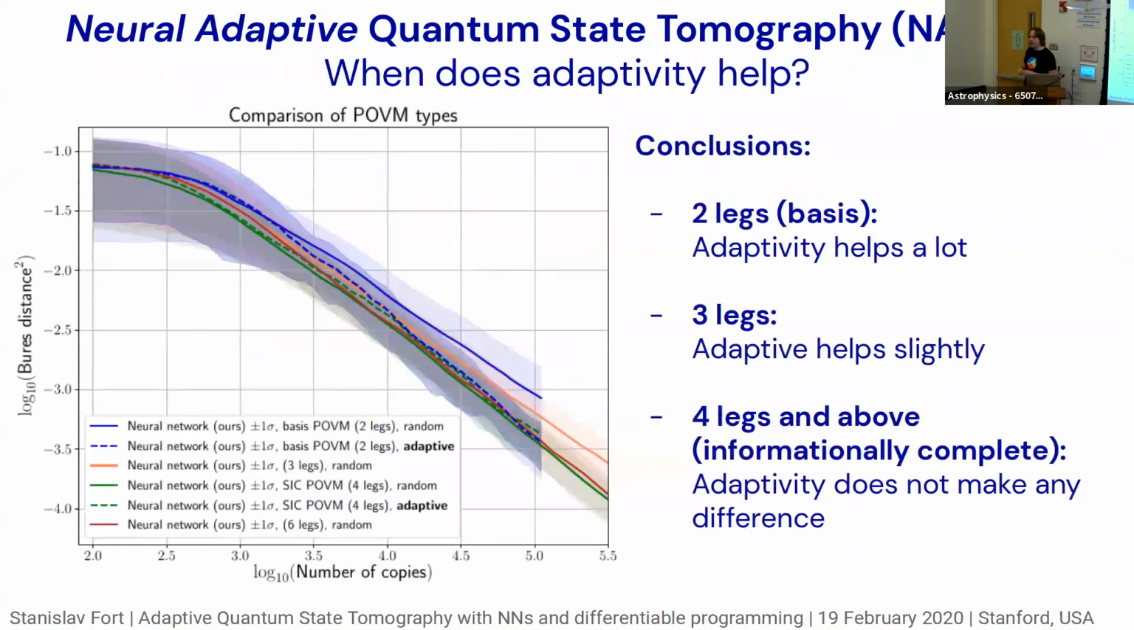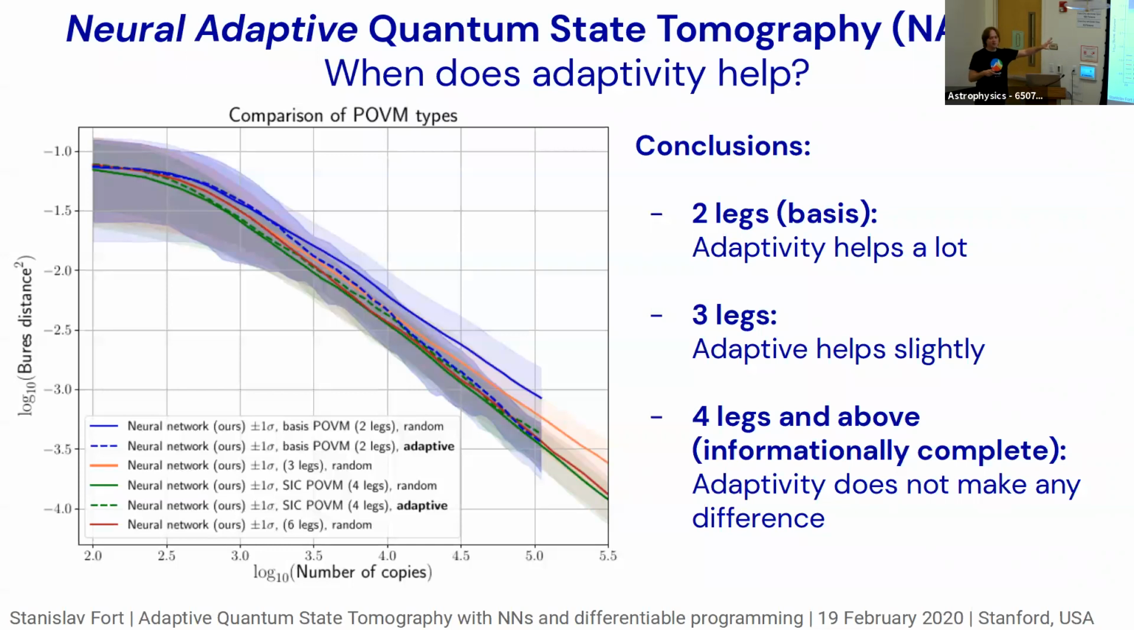Now, you can ask, what about these POVMs? When does the adaptivity help, and when doesn't it help? And we can answer this question because we can retrain really quickly using different types of POVMs. And we found that for basis POVMs, those are the two-legged ones, that do not actually cover the whole range of potential measurements in your qubit subspaces, adaptivity works really well. It helps you a lot with the reconstruction accuracy.